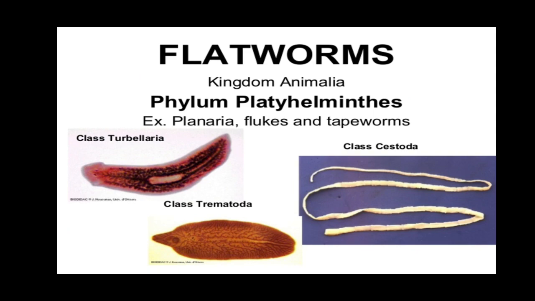In the diagram, you can see all three members of this group, flatworms. One is planaria, then comes the liver fluke, and then tapeworm, which is the longest one, and it measures its length in many feet.